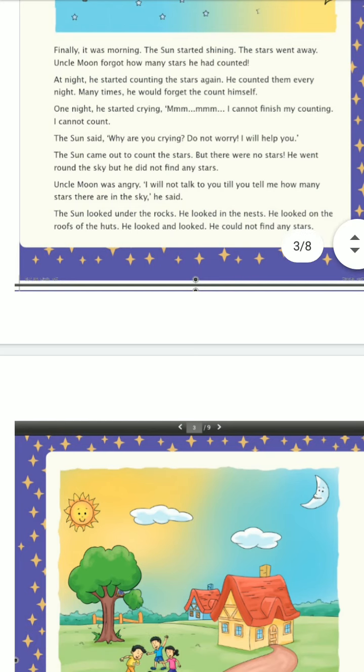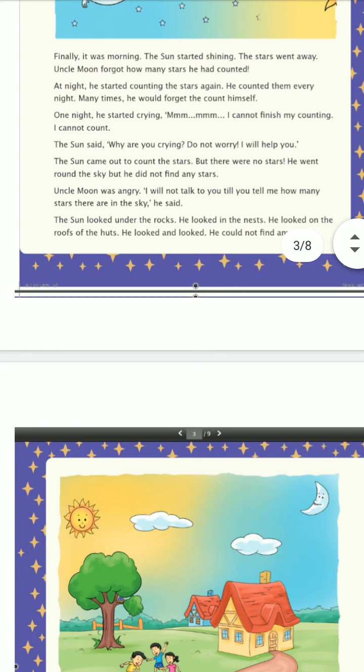The sun said, why are you crying? Don't worry, I'll help you. The sun asked the moon, what is the reason for your crying? I will help you. Just tell me why you are crying. The moon told the sun that he wanted to count the stars, but he is not able to count them because every time he forgets the counting.